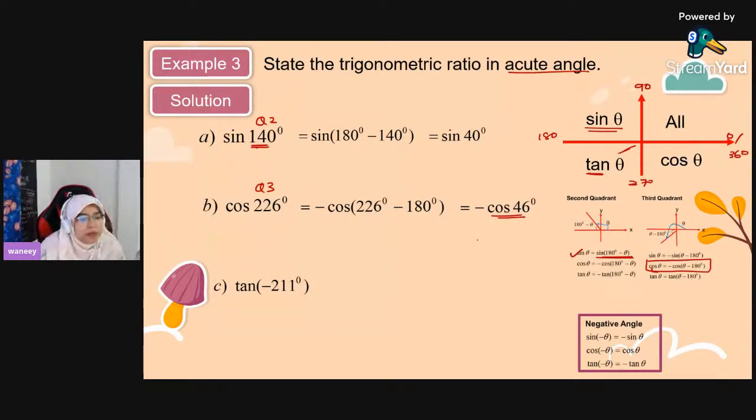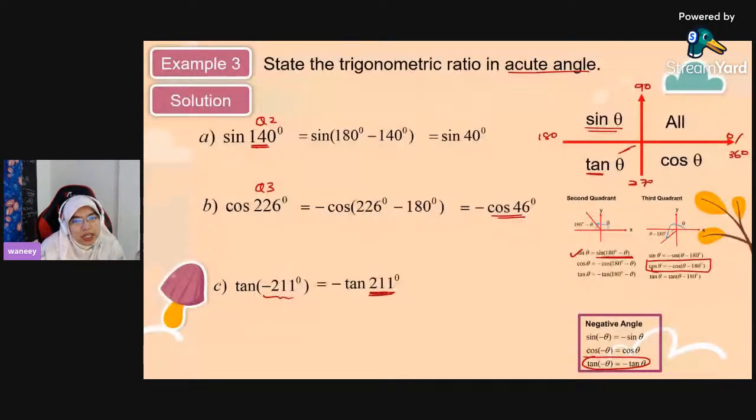So that is okay. Right, so now tangent of negative 211. Okay, so we got a negative. If you have a negative for the angle, you should use the formula for the negative angle first. So tangent of negative is like we are factorizing the negative out. So they will become negative of tangent 211.